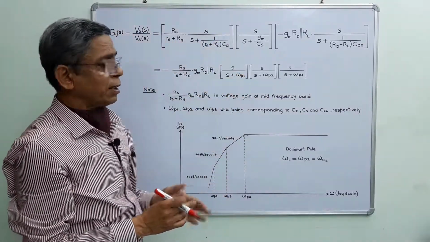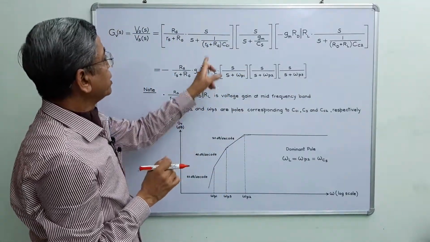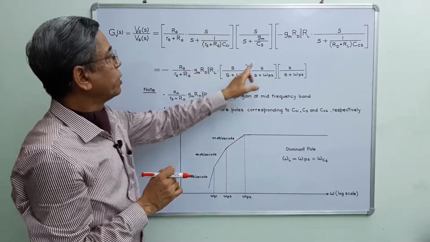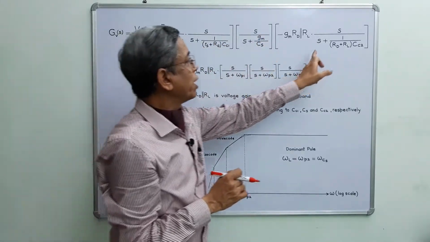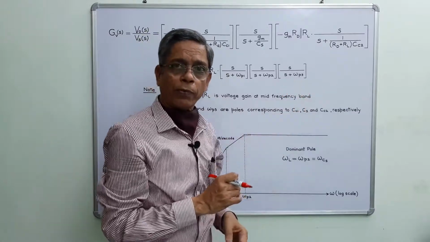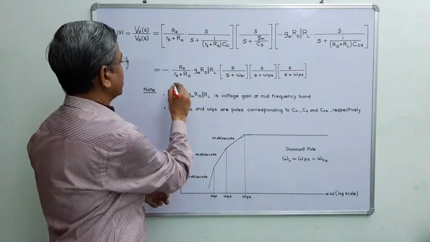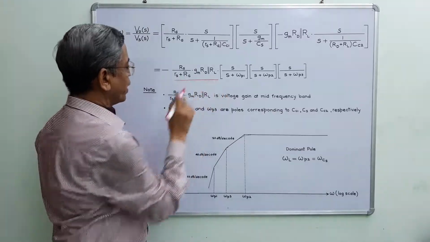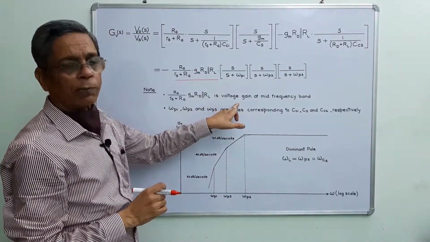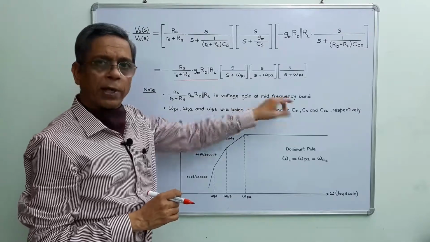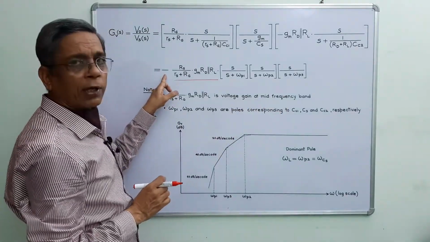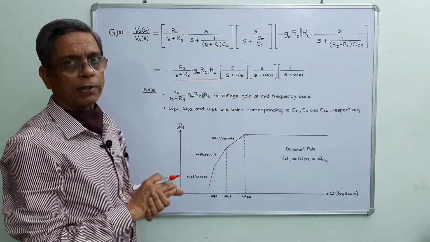Writing in a smaller form, this is the first pole, this is the second pole, and this is the third pole. There are three capacitors, that's why there are three poles. And this factor is the voltage gain of the common source amplifier at mid frequency band. And there is a negative sign that indicates phase reversal.